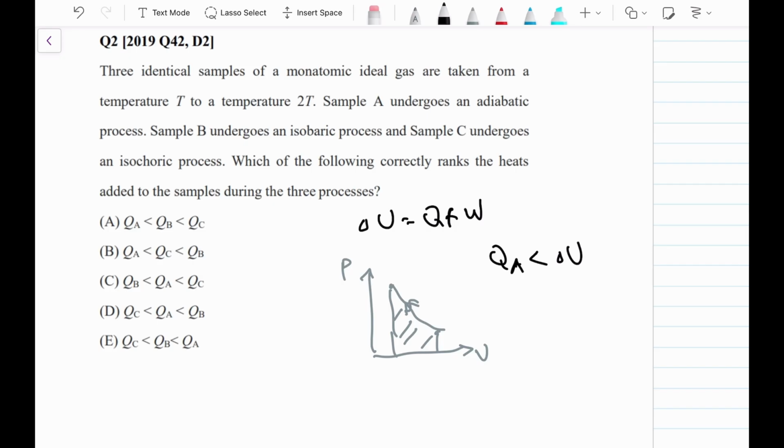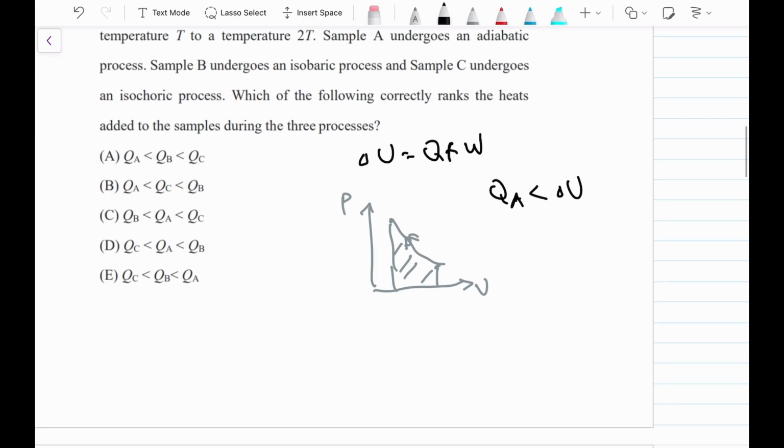And then for sample B, it goes through an isobaric process, so that's a constant pressure, and essentially it will look something like this. It will be a straight horizontal line, and we can see in this case the work done is by the gas, so that will be negative. This means that QB must be greater than the change in internal energy.